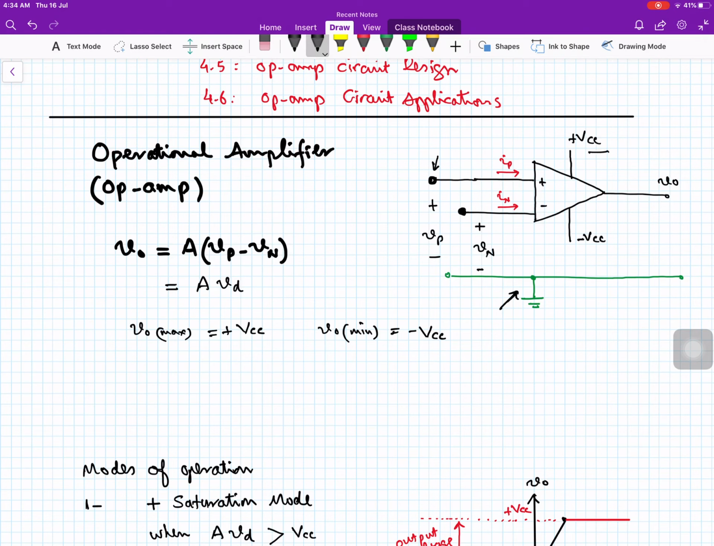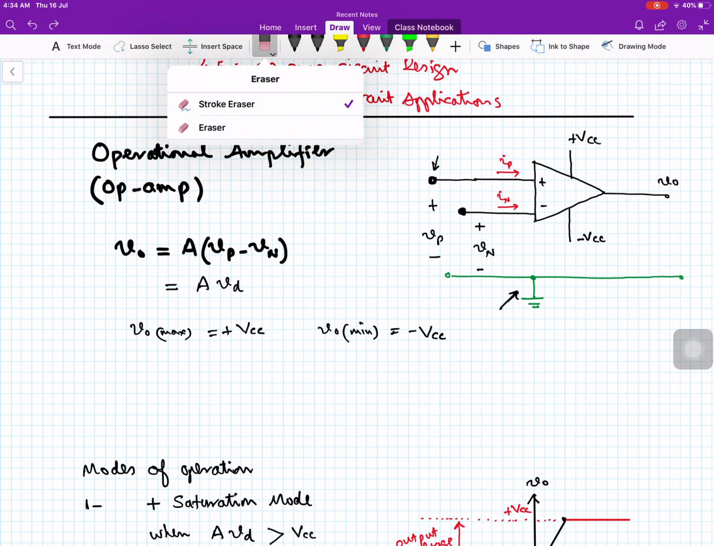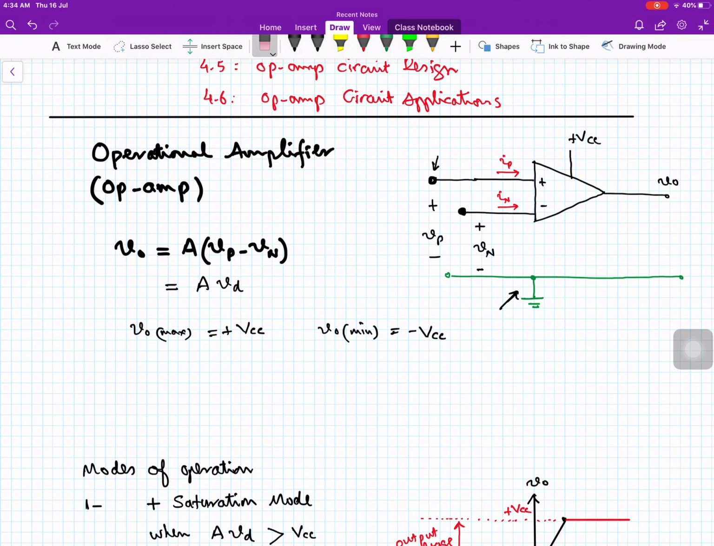Plus VCC, a dual voltage supply, is usually used in operational amplifiers, but operational amplifiers can be used with a single supply, and in that case this is our ground. Minus VCC is connected to ground. Usually plus VCC and minus VCC are not shown in the symbol. It is understood that it has a dual voltage supply, plus VCC and minus VCC.